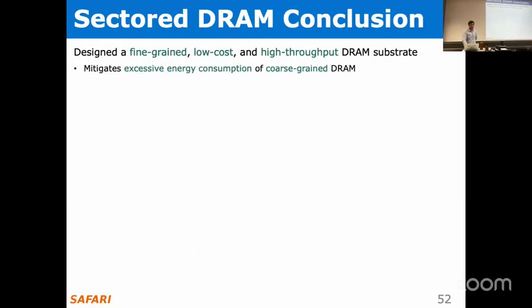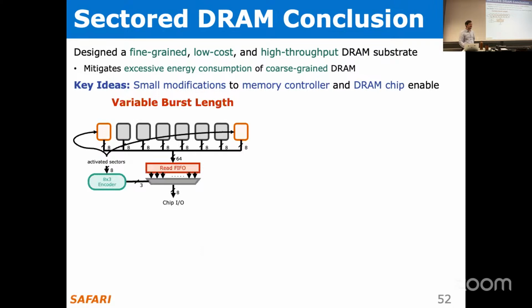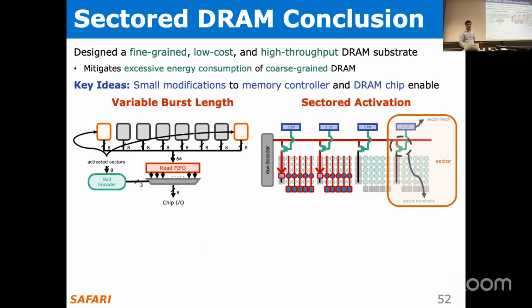I'll quickly conclude. We designed a fine-grained, low-cost, and high-throughput DRAM substrate to mitigate the excessive energy consumed by coarse-grained DRAM. With small modifications to the memory controller and the DRAM chip, we enable variable-sized data transfer bursts and activating smaller-sized regions in DRAM chips.